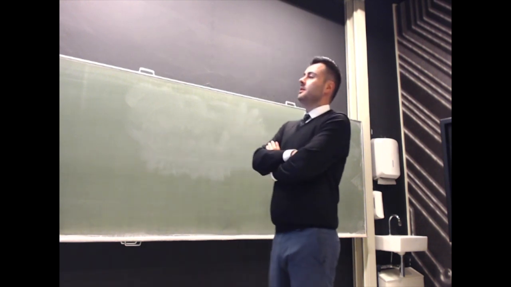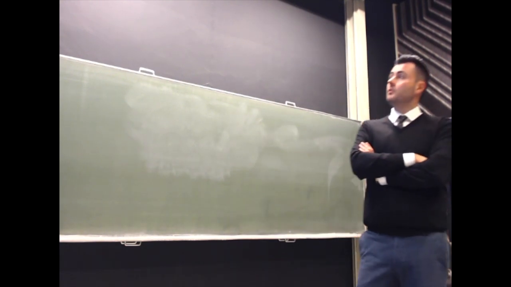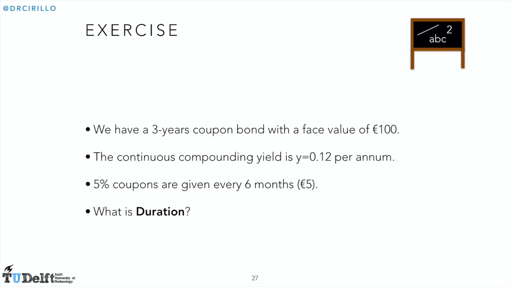So let's consider this exercise. So we have a 3-year coupon bond, so it pays a coupon with a face value of 100 euros. The continuous compounding yield is 12% per annum, and there is a 5% coupon that is paid every 6 months. So every 6 months I get 5 euros. What's the duration of this investment?